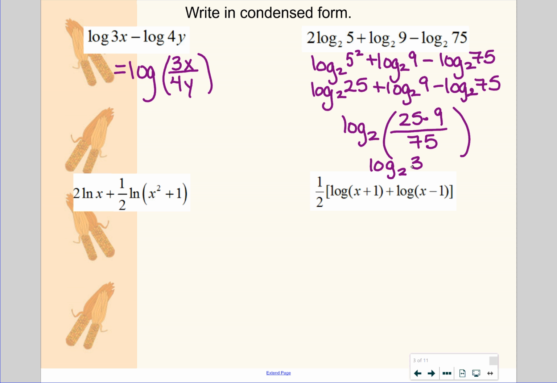Okay. Questions there? All right, with your groups, I want you guys to see if you can try the 2 at the bottom. And I'm going to give you a hint. A 1/2 power is the same as what? Square root. 1/2 power is the same as a square root. All right, give you a minute.